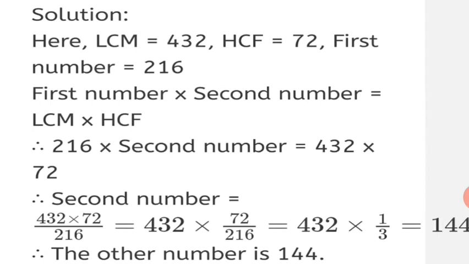216 was multiplied on the left hand side, we shifted it to the right hand side, it becomes division. So this is equal to 432 into 72 upon 216. We are going to solve 72 upon 216. We get the fraction 1 upon 3. So 432 into 1 upon 3, on further solving, the answer we get is 144. You have to divide. Therefore, the other number is 144. So you have to remember that first number into second number is equal to LCM into HCF. This formula we are going to use in the other sums as well.